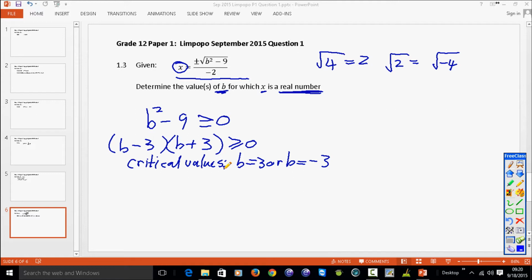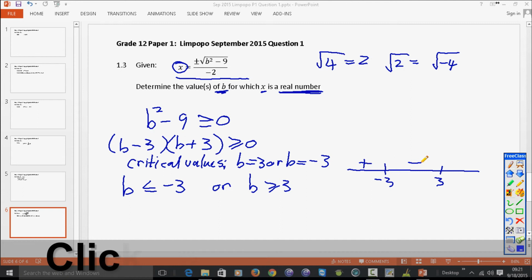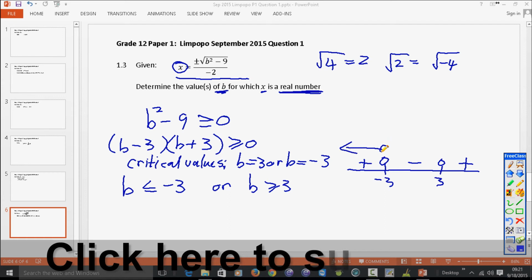And the shortcut to the answer is b is less than or equal to the smallest of the two numbers, or b is greater than or equal to the biggest of the two numbers. Now this solution comes from the number line, negative 3 and 3 critical values. You will get there a plus, a minus, a plus, and here you will get your zeros, and you need to write down those answers. That's the fast way to get to the solution of a quadratic inequality.